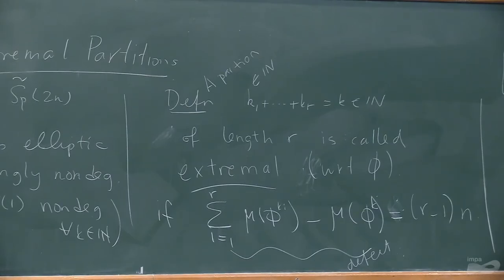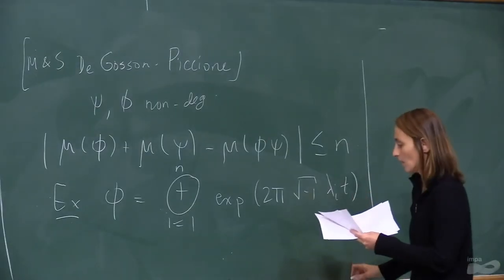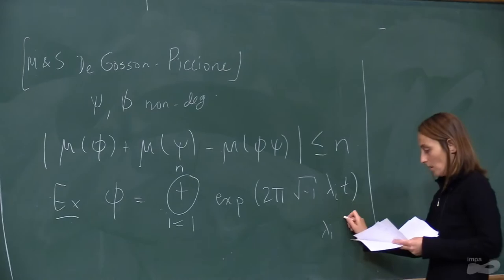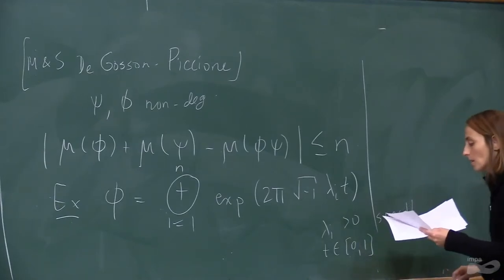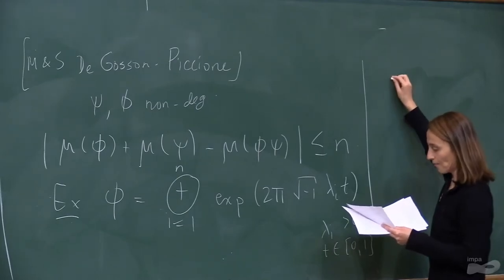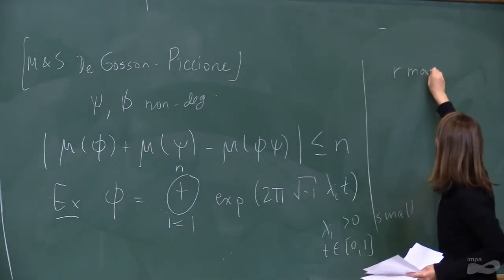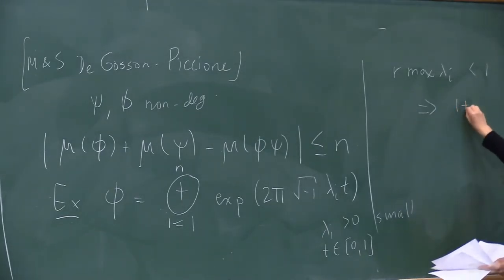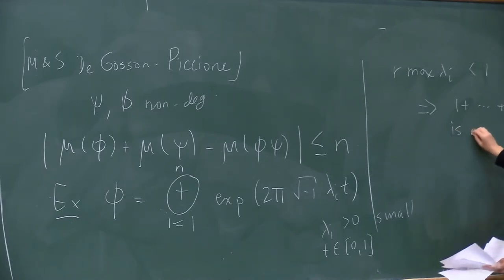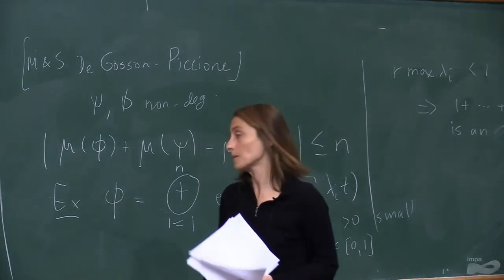So if you look at a direct sum of counterclockwise rotations in a small angle, I'll write it this way. Lambda_i, a positive t in here. I want this to be small. So for as long as r times the maximum of lambda_i is less than 1, then 1 plus 1 equal to r is an extremal partition. Let's call it EP. It will be an extremal partition of length r for this, right?